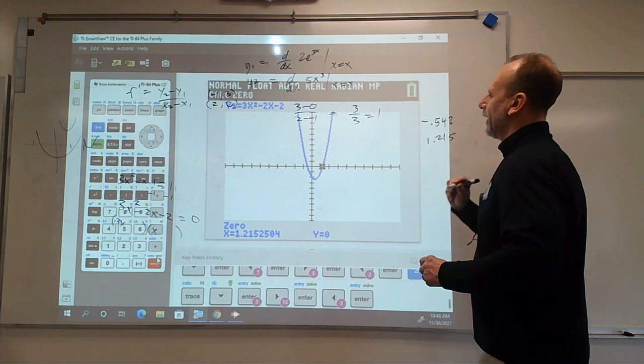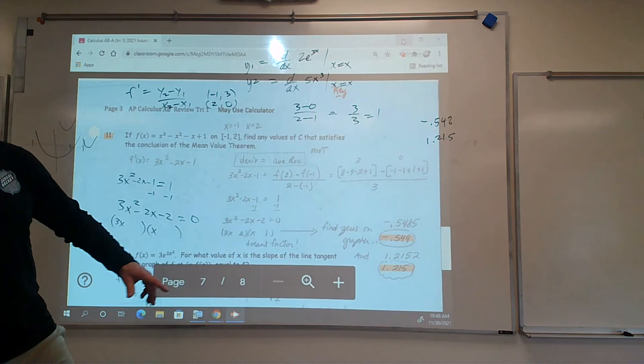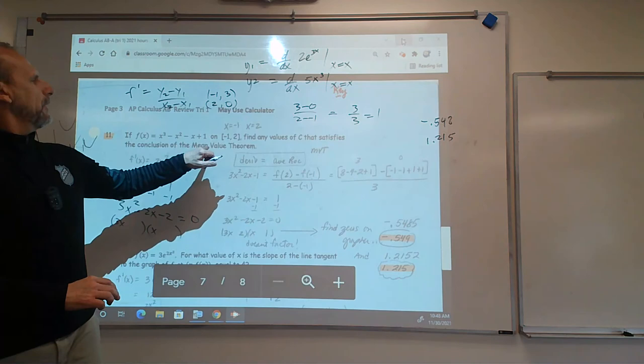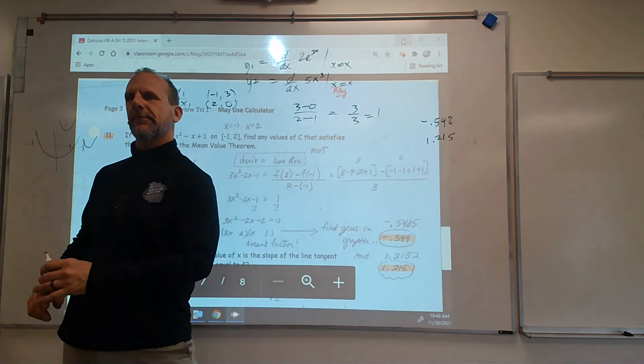All right, here's my two answers. Let's check and see. Yeah, here they are. Boom, boom. Cool. Are both these numbers between negative 1 and 2? Yep. And yep. So they both count. Both answers work. They both satisfy the mean value theorem.